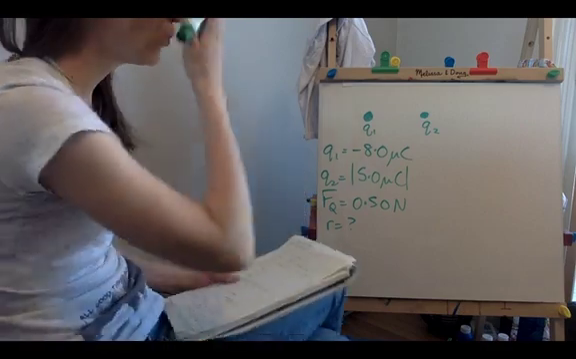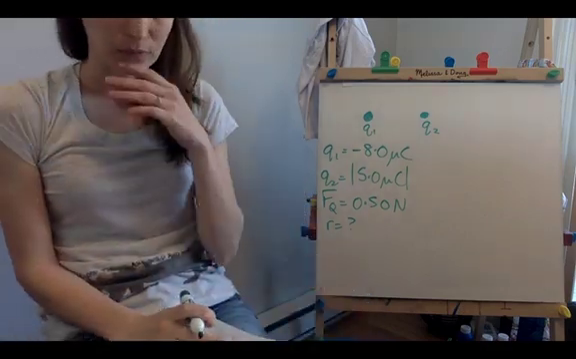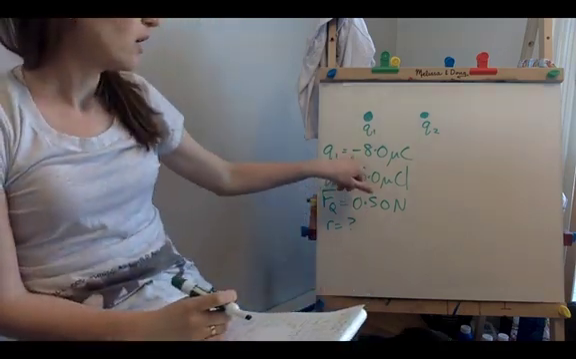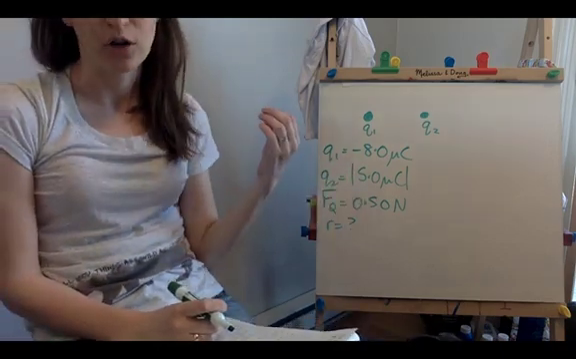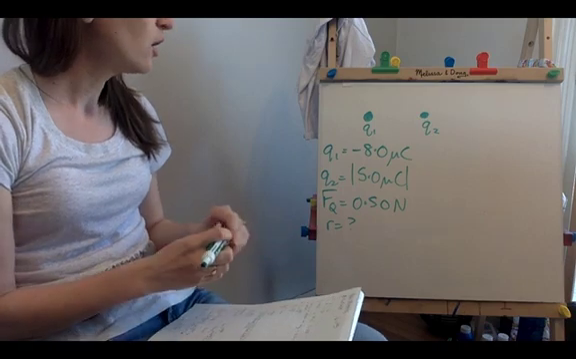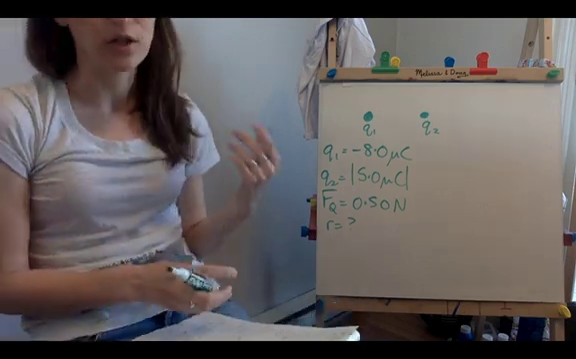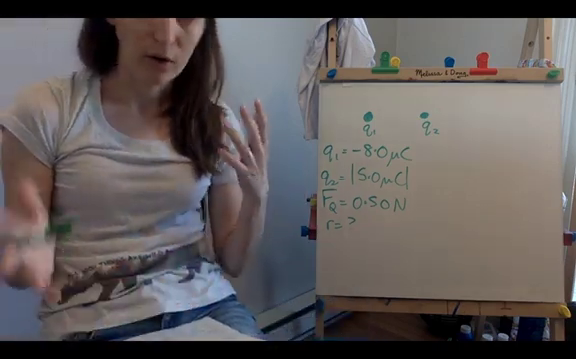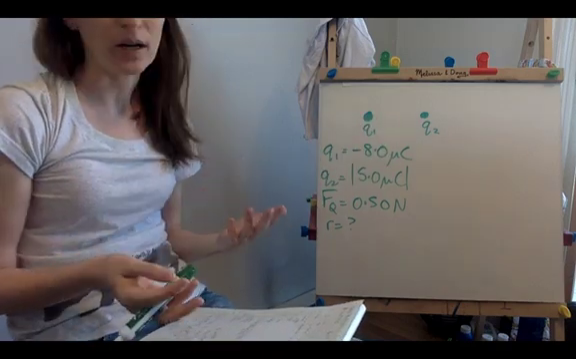Now, when we use this formula, we're not going to be putting the positive and negative signs of the charges in the formula. We're just going to be using the magnitudes. The positives and negatives really only come down to talking about whether or not they're going to be repelling or attracting each other.